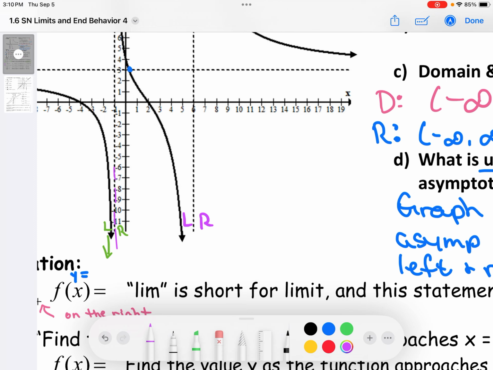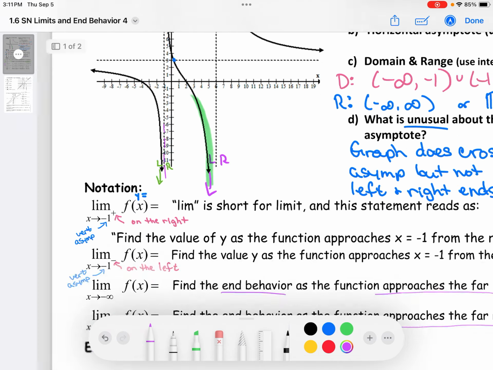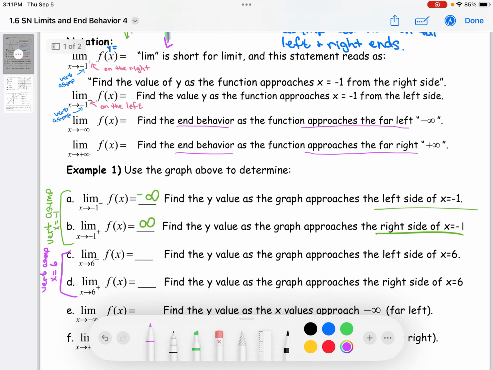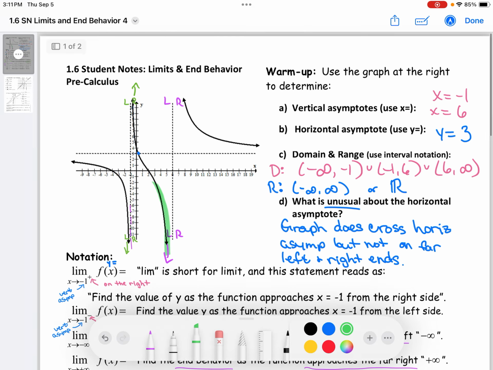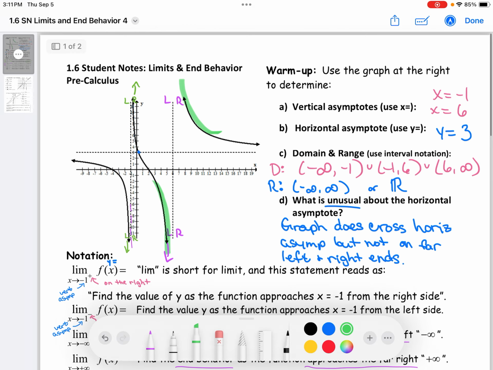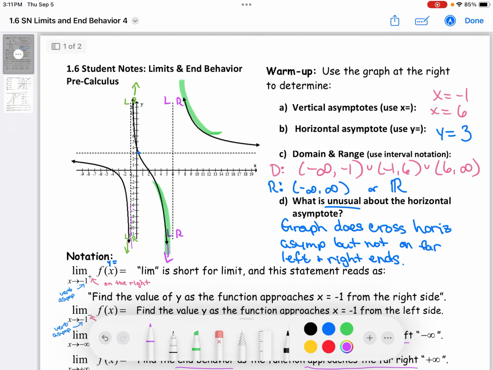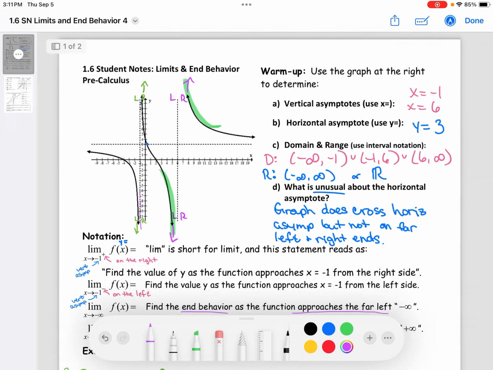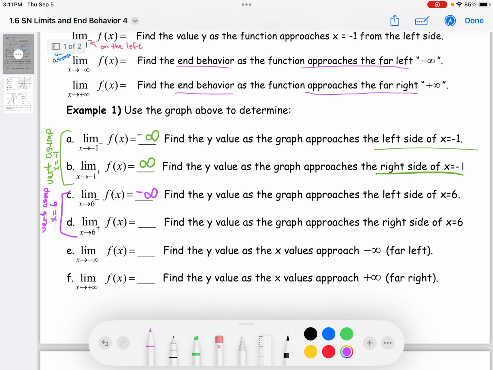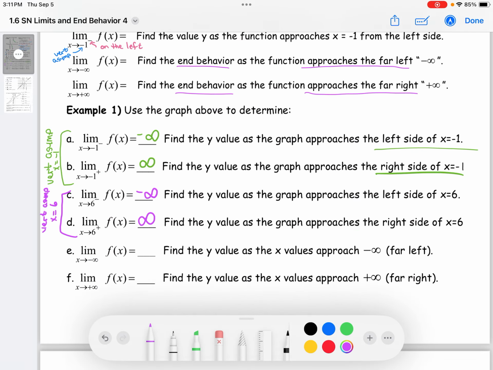Now, as we look on the left of this asymptote, the graph is going down, down, down forever. So on the left of that asymptote, the graph is going to negative infinity. On the right of that asymptote, the graph is going up, up, up on the right. So that limit on the right is positive infinity.